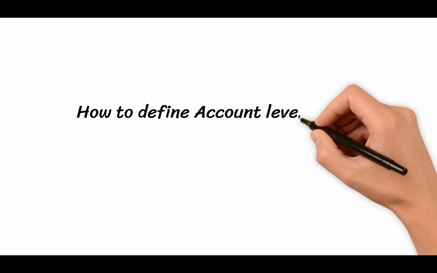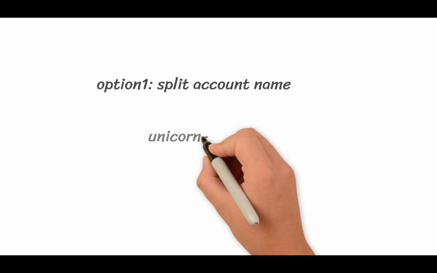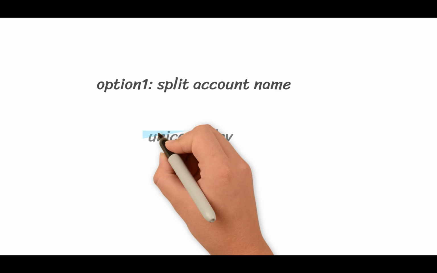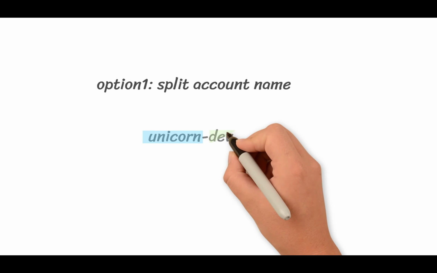Firstly, we can consider just using account names. This can be very simple. For example, taking the first part of the account name as a business unit, though this requires consistency in naming of accounts. And it is not very flexible if our organization changes.